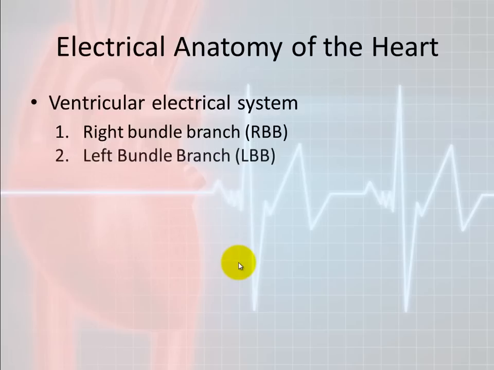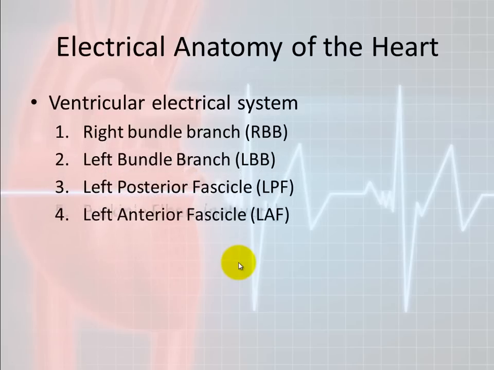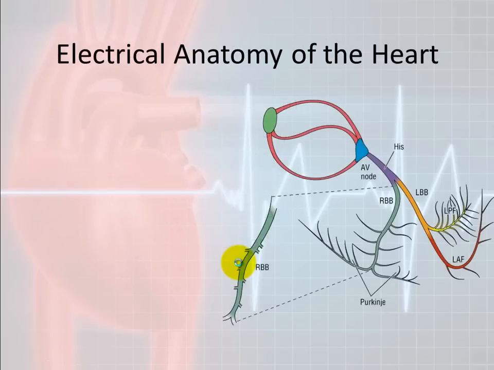So that finished up with all of the supraventricular electrical components. So now we're going to start talking about the ventricular electrical system. We're going to talk about the right bundle branch and the left bundle branch, and then we're going to talk about the anterior and the posterior fascicles, and then the Purkinje fibers or the Purkinje network. Most people just talk about the right and left bundle branches, but in this class we're going to go a little bit more detailed and discuss the bifurcation of the left bundle branch into the anterior and posterior fascicles. So first let's start with the right bundle branch.